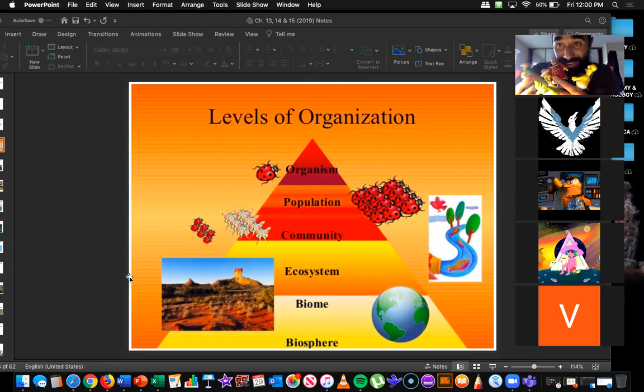Okay, so check it out. So this, Melissa, would be a population. So let me put these down. A population is multiple individuals of the same species living together, okay? What about community? What's different about a community? How about Jaime? What looks different to you about a community? There's two different populations. Exactly, right?